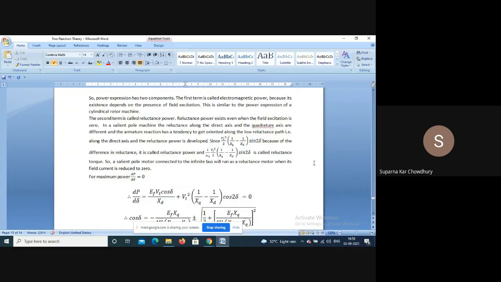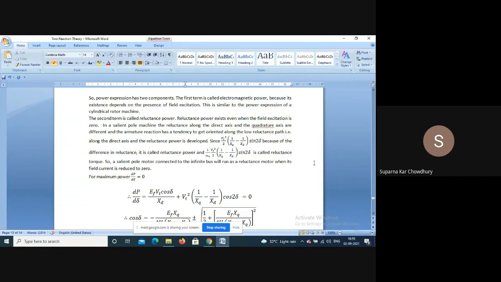So that's why field failure is a very severe fault in case of cylindrical rotor machine, but in case of salient pole machine that is not that severe, because the machine can deliver some amount of power even when the field excitation is 0.